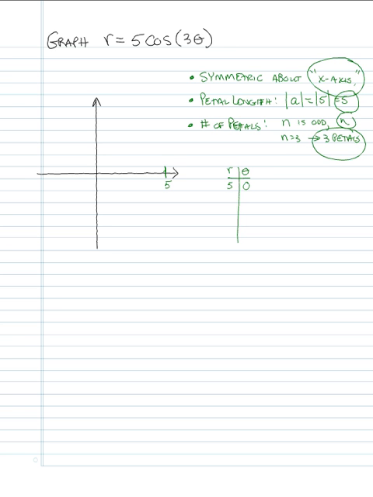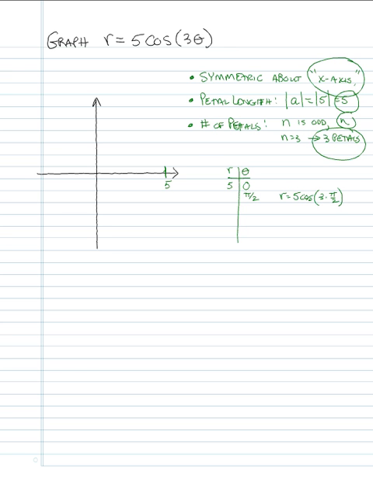Now, here's the next issue though. If I choose, like I've normally done, pi over 2 as my next angle, here's the problem. R would be 5 times the cosine of 3 times pi over 2. And so we're actually taking the cosine of 3 pi over 2. That's way ahead of our plan, isn't it? See, that would be way ahead of our plan.